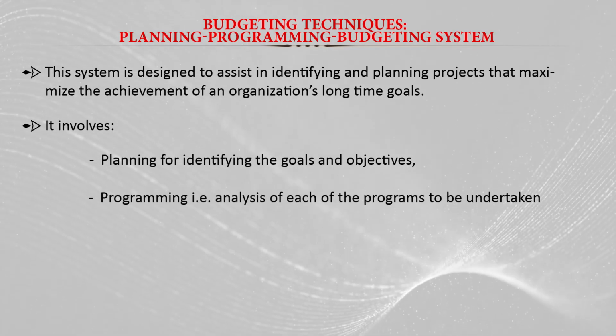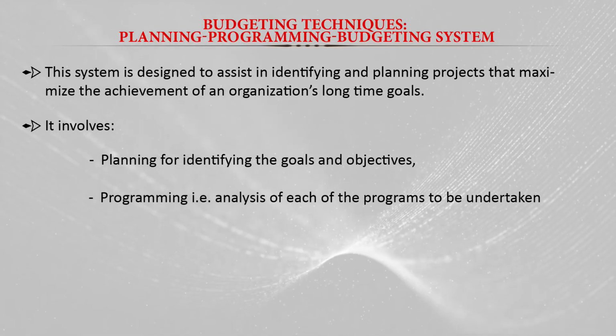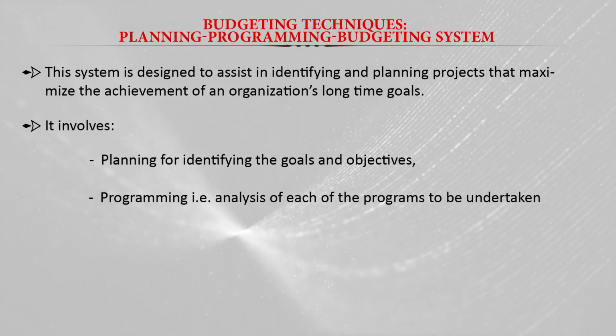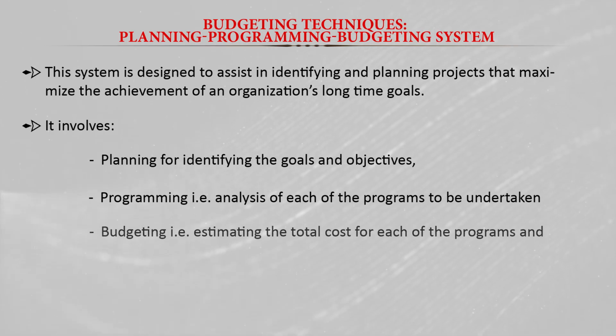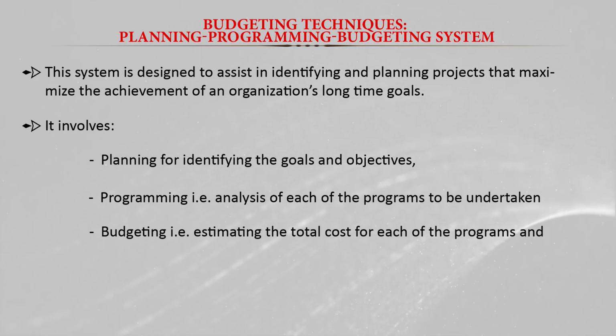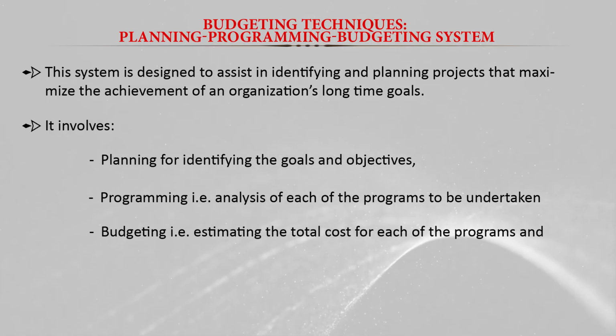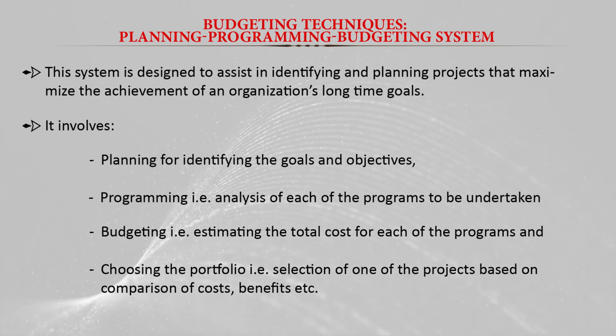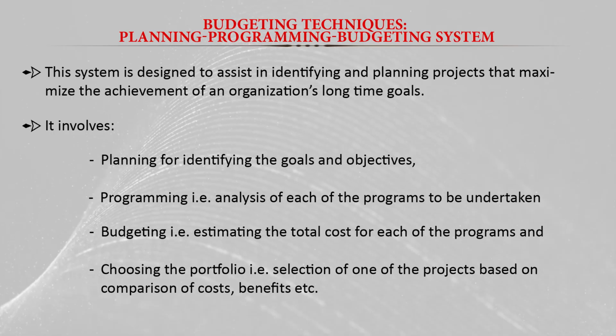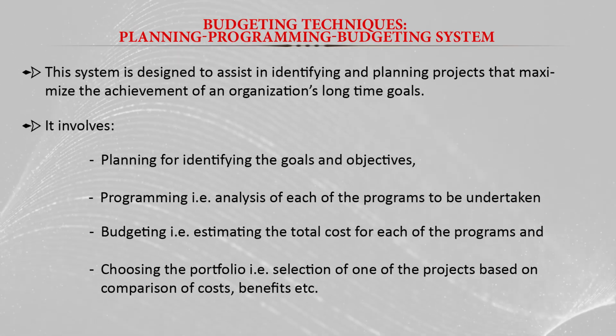So programming is analyzing the program to be undertaken. The activities to be undertaken should be identified here, and then we estimate the budget. Third is the budgeting, that is basically estimating the cost of each of the programs. And lastly, choosing the portfolio, choosing the project, and then basically the selection of one of the projects based on the comparison of cost and benefit.